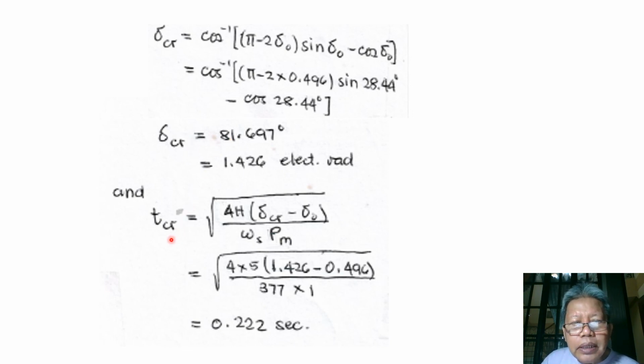And the critical time, therefore, from our formula, is equal to the square root of 4H times (delta CR minus delta O) over omega s times Pm. Substituting the values, we get the critical time to be equal to 0.222 second.